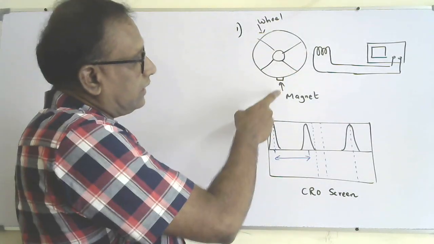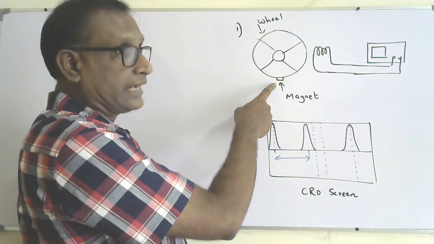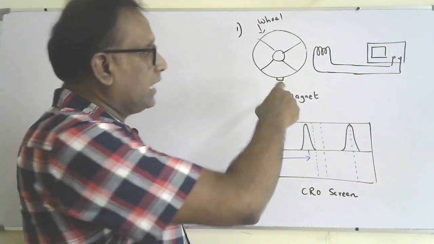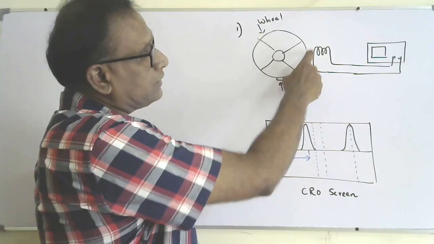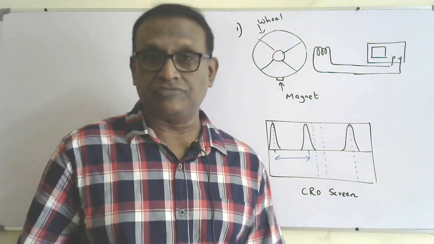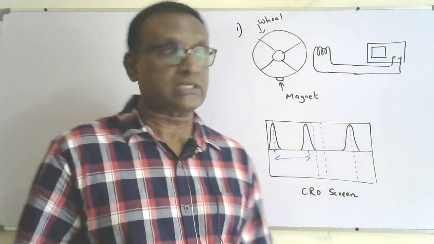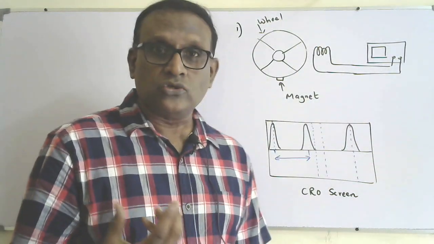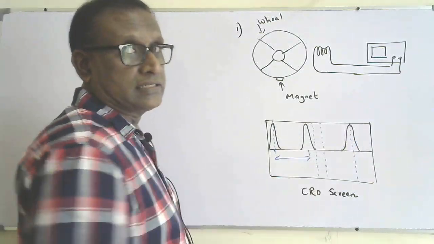A small strong magnet is attached to the wheel and the wheel is rotating. When the wheel rotates, as the magnet passes across the coil, there will be a rate of change of flux linkage and a voltage will be induced. The coil is connected to a CRO, so whenever a voltage is induced, a pulse is formed on the CRO screen.